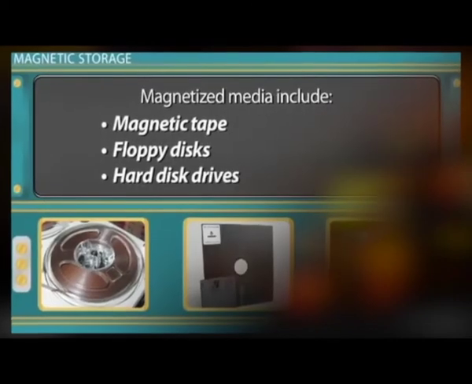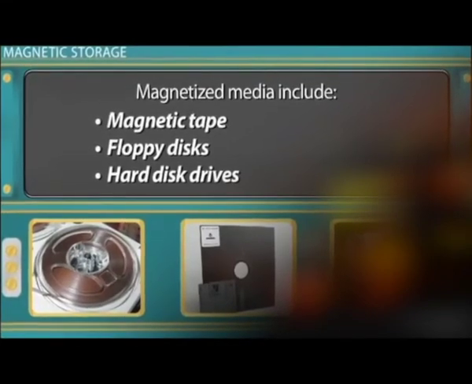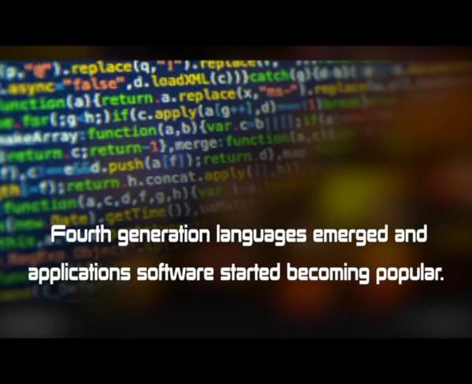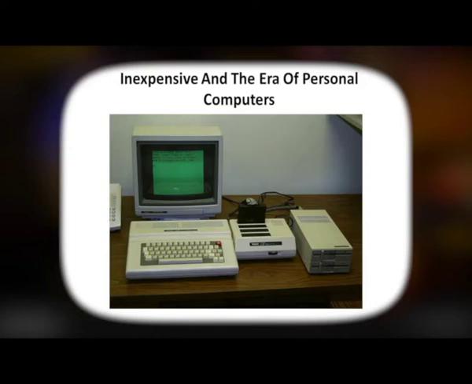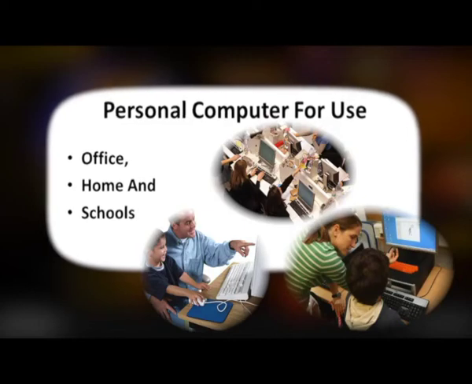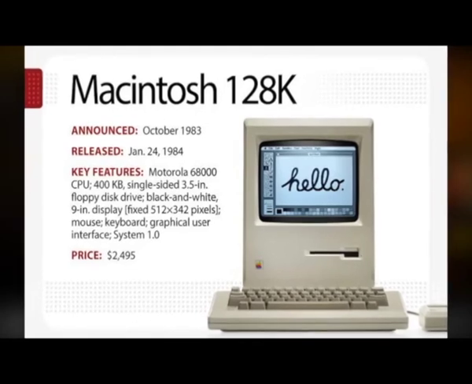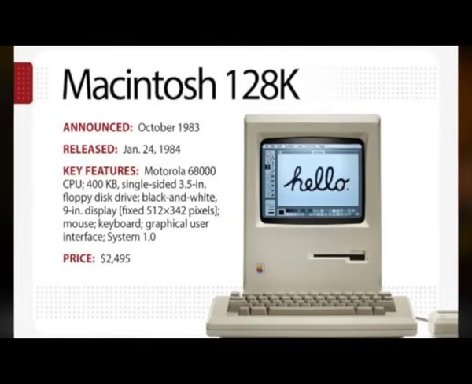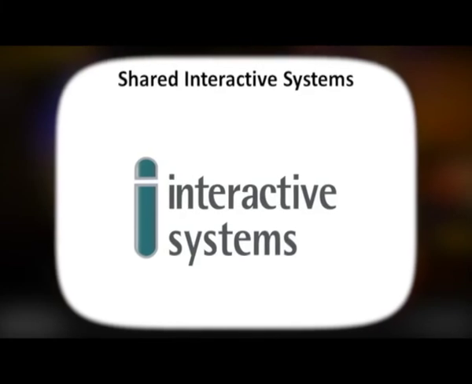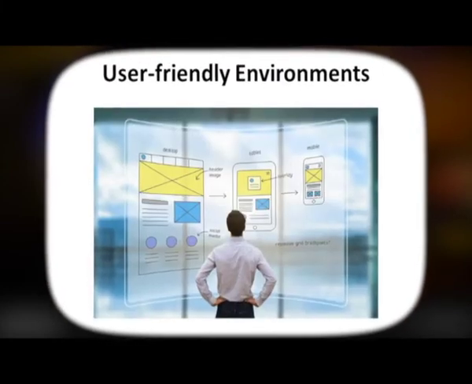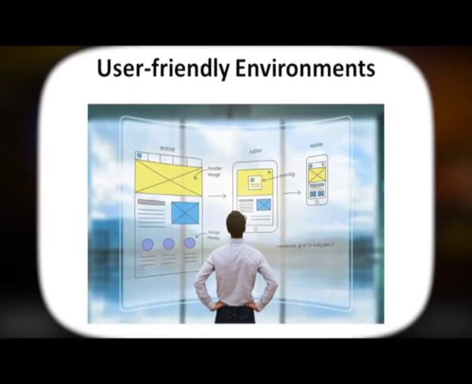Higher capacity storage media like magnetic disks were developed, fourth generation languages emerged and application software started becoming popular. Computer production became inexpensive and the era of the personal computer commenced. In 1981, IBM introduced its personal computer for use in office, home and schools. In direct competition, the Macintosh was introduced by Apple in 1984. Shared interactive systems and user friendly environments were the features of these computers.